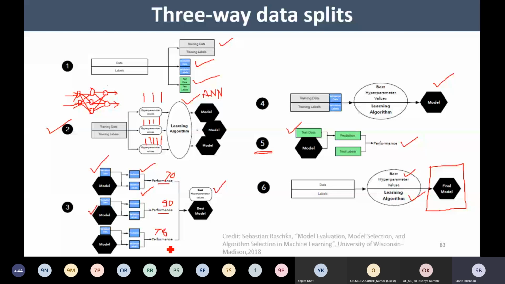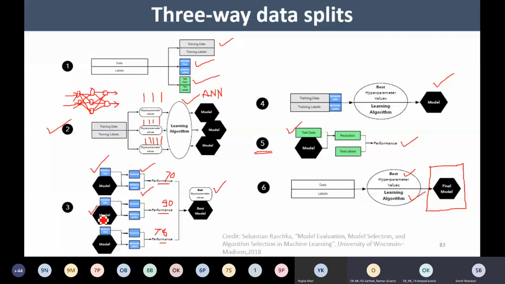So for all these 3 models I'll be getting this performance, and I'm going to simply compare the performance. Whatever is the maximum performance that I'm getting, I'll select that model as the best model. That's all.